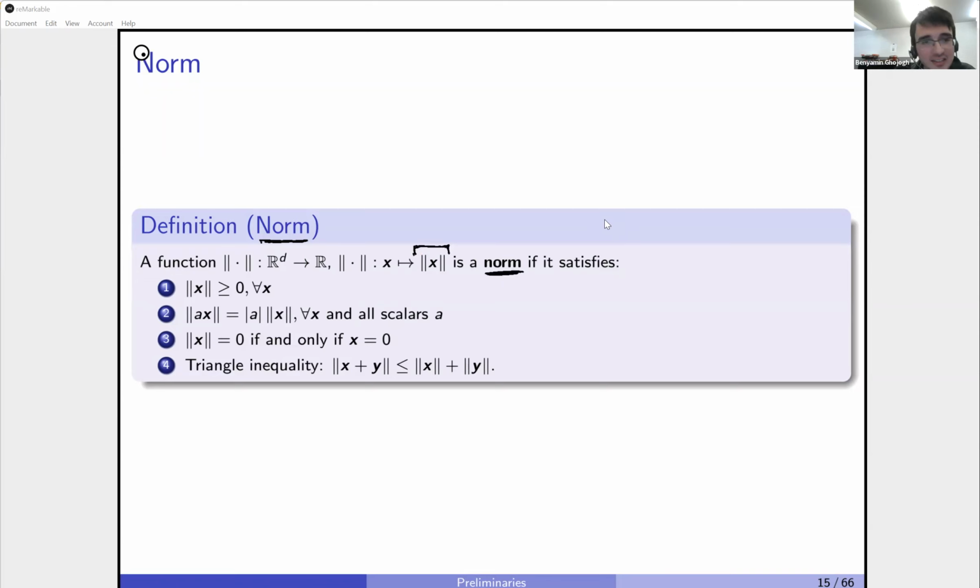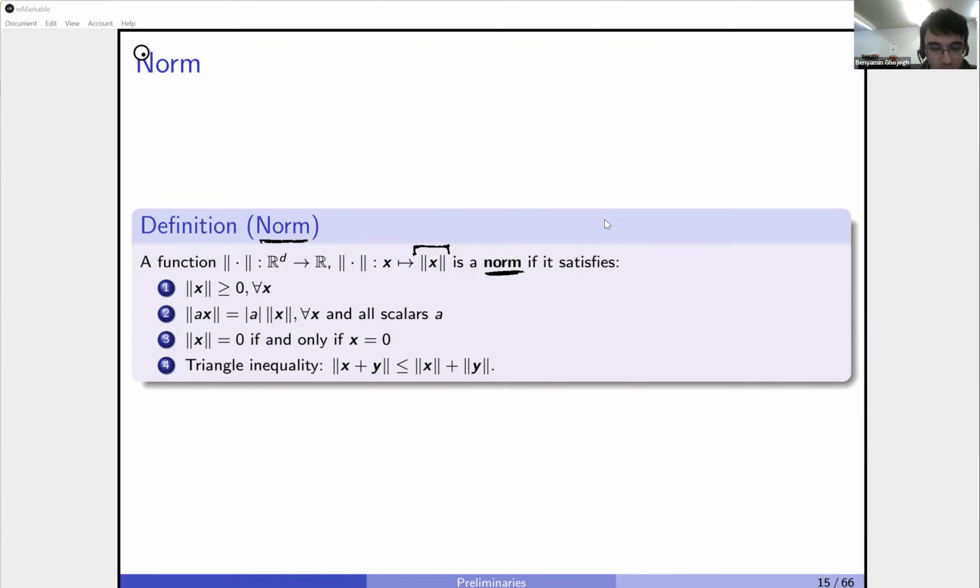A norm should satisfy 4 conditions. First off, the norm of x is larger than or equal to 0 for all x. So it's non-negative; the output of a norm can't be negative. Also, when you multiply the argument of the norm by some scalar a, you can bring the scalar out of the norm, but you need an absolute value. Why? Because the norm is always non-negative. If a is negative, you should take the absolute value.